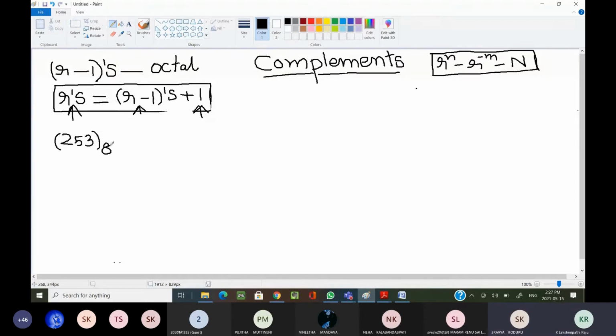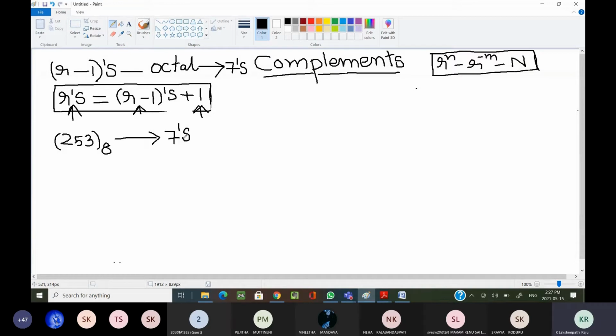If it is an octal number system, r minus 1's complement means what? Seven. If it is an octal number, it is the 7's complement. Now, if it is an octal number system, r minus 1's complement is nothing but 7's complement. Calculate the 7's complement of the given number.